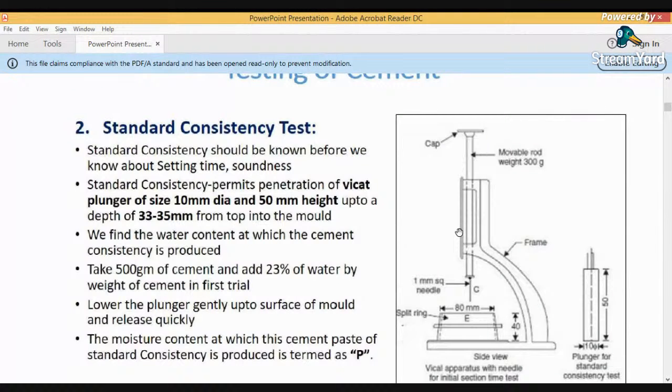So standard consistency means the minimum amount of moisture content present inside the cement. Okay, so how do we perform the test? We perform this test using a Vicat apparatus. That is called the Vicat apparatus.